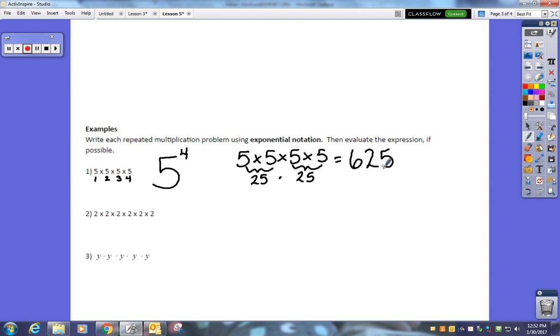Okay, so for the next one, I can see that 2 is being repeatedly multiplied. So my base is 2. I'm going to count how many times. 1, 2, 3, 4, 5, 6. So this would be 2 to the 6th power.